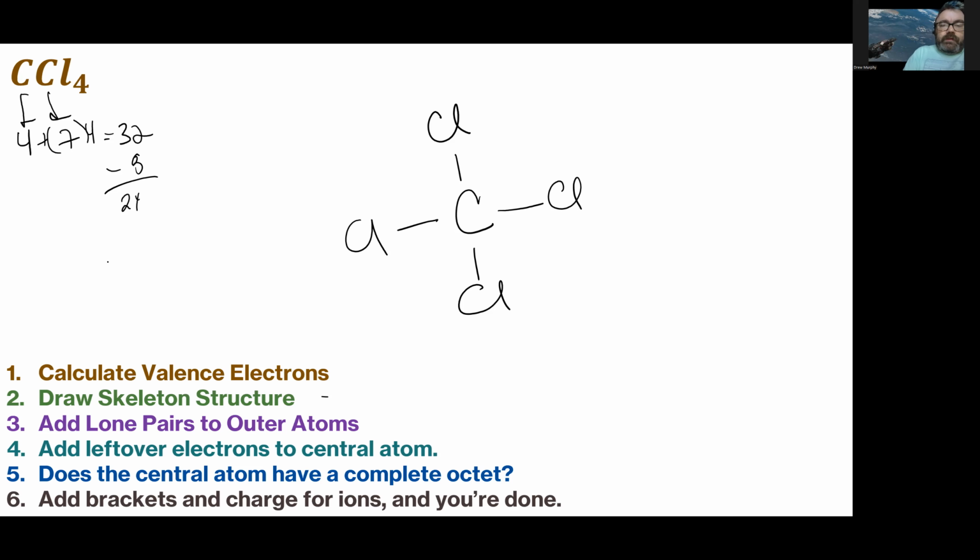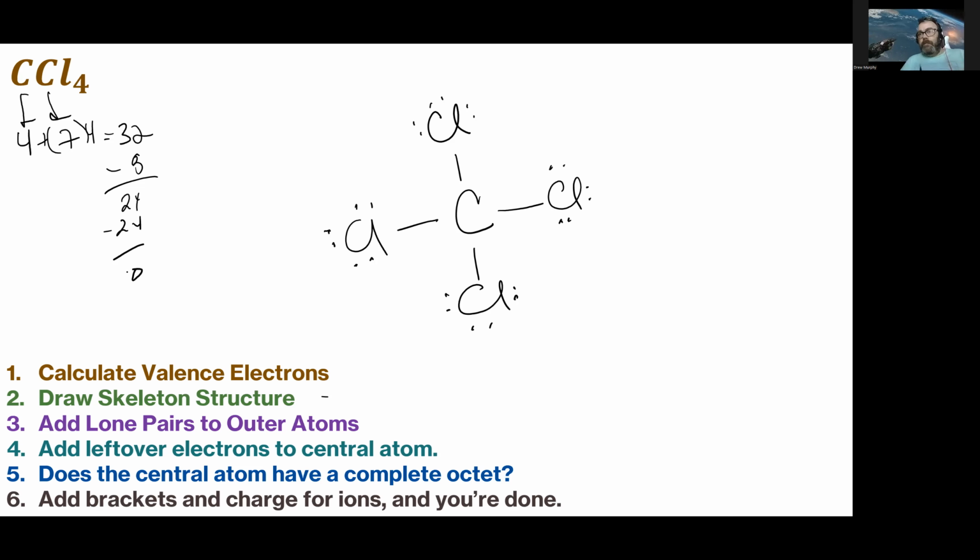So our step 3, add lone pairs to the outer atoms. 1, 2, 3, 4, 5, 6. Now that has 8: 2 for the bond, 3, 4, 5, 6, 7, 8. 2 for this bond, 3, 4, 5, 6, 7, 8. 2 for that bond, 1, 2, 3, 4, 5, 6, 7, 8. We put 6 on 4 different atoms. That's 24. So we got to 0.